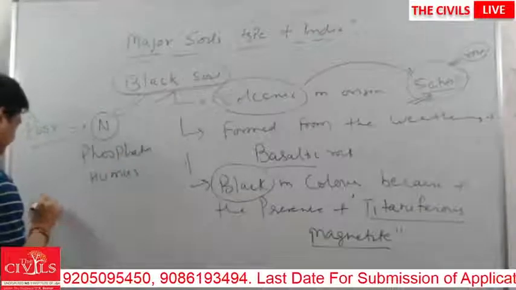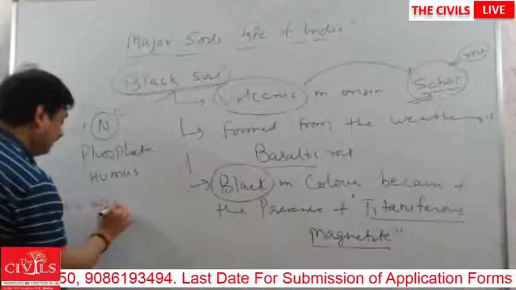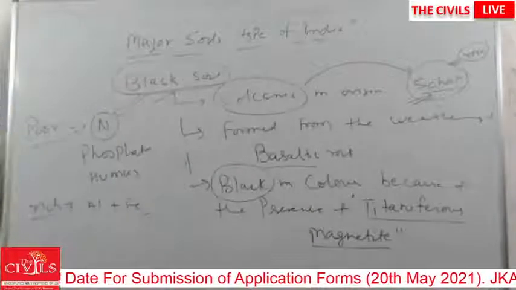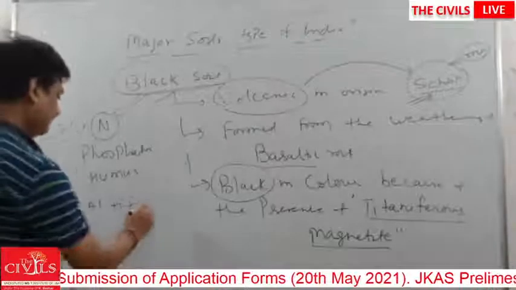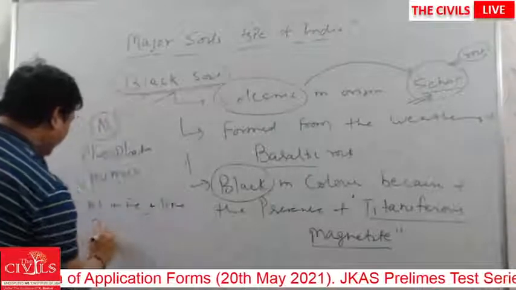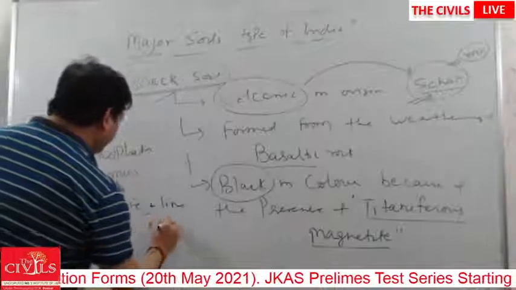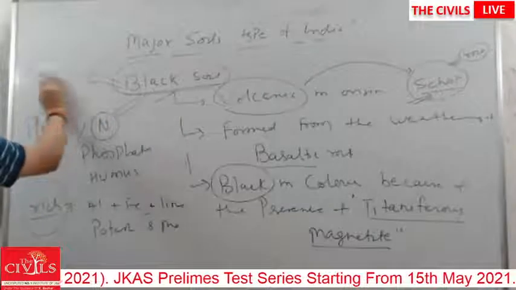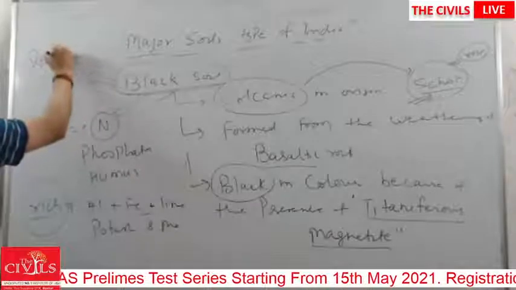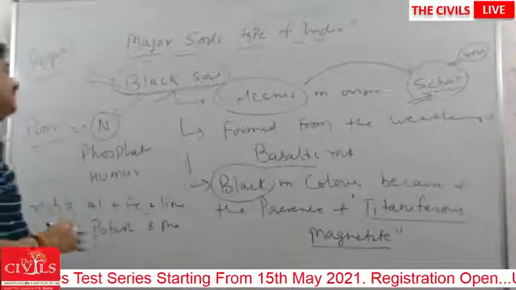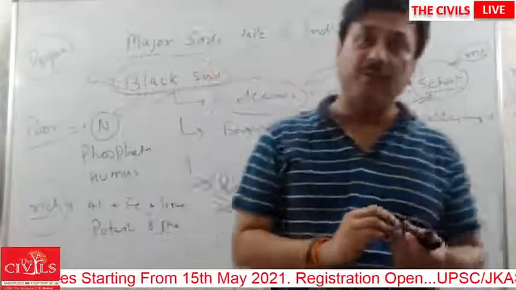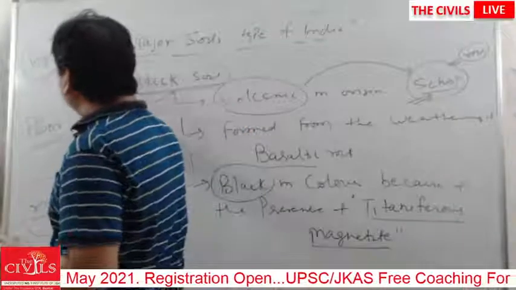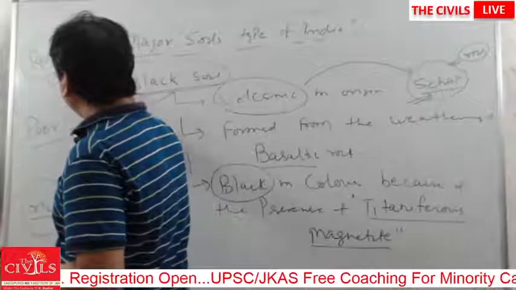But it is rich in aluminum, iron, lime, potash and magnesium. Locally in Maharashtra, this soil is called regur soil, and it supports the cultivation of cotton. That's why this soil is also known as cotton soil.